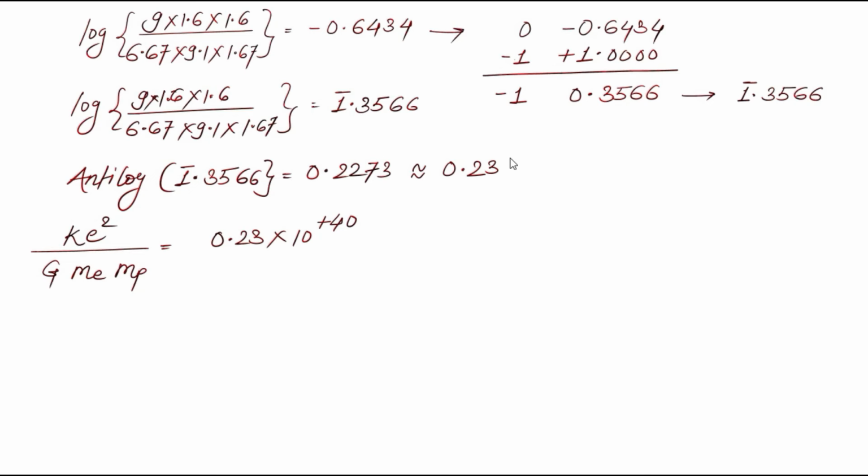Now we can write this as 2.3 into 10 raised to 39. As the ratio is dimensionless, the given magnitude has no unit. So this is our answer for step 2, that the numerical value for the given ratio is 2.3 into 10 raised to 39. So finally, we have to find a conclusion for this problem.